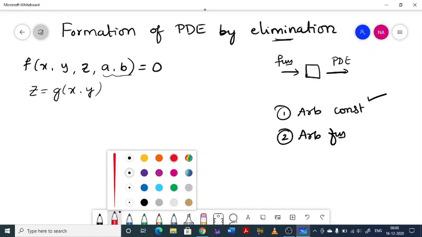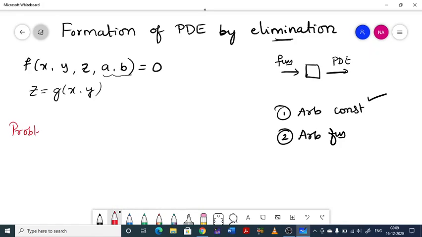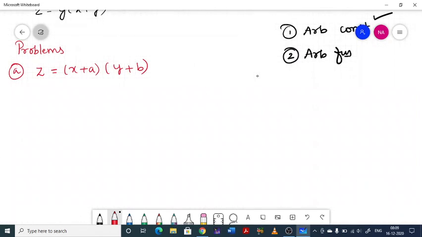So instead of explicit explanation for working procedure, we can learn it by solving problems. Problem 1. The given function is z equal to x plus a into y plus b. Now this is the input function. Now I have to get output, that is I have to get a PDE from this one. Working procedure I have explained in the previous video, I think. Okay, solution.